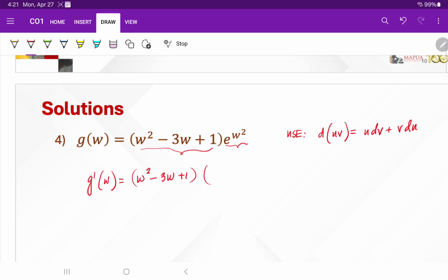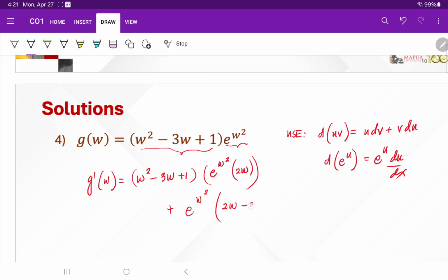So, what's the next formula? Derivative of what? E to the u. Because you have here e to the w squared. And what's the derivative of e to the u? E to the u du dx. So we copy e to the w squared times what? E to the u times what? 2w. Plus, we copy e to the w squared times the derivative of w squared minus 3w plus 1, which is 2w minus 3. Okay?